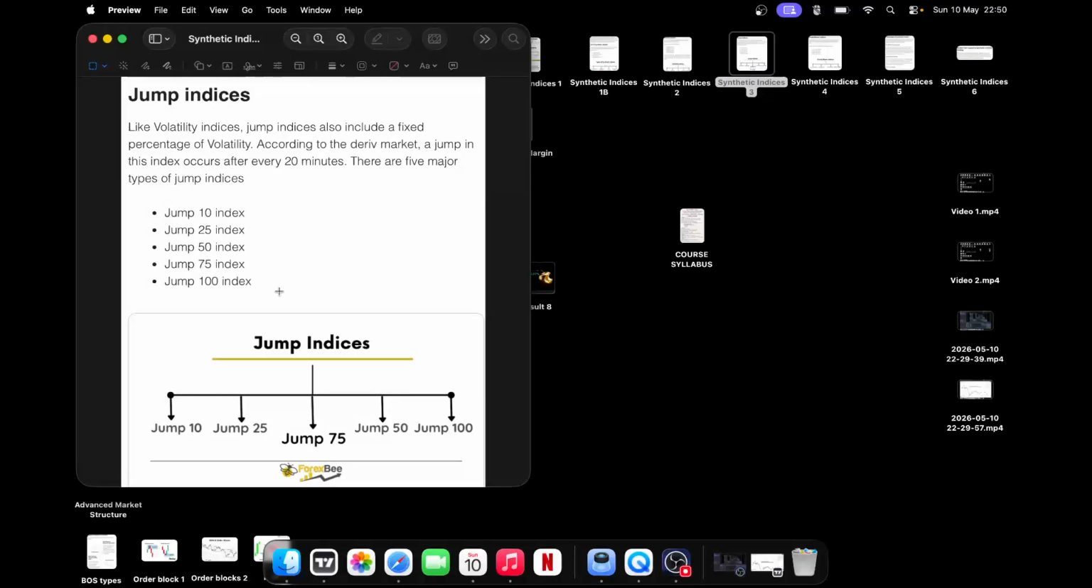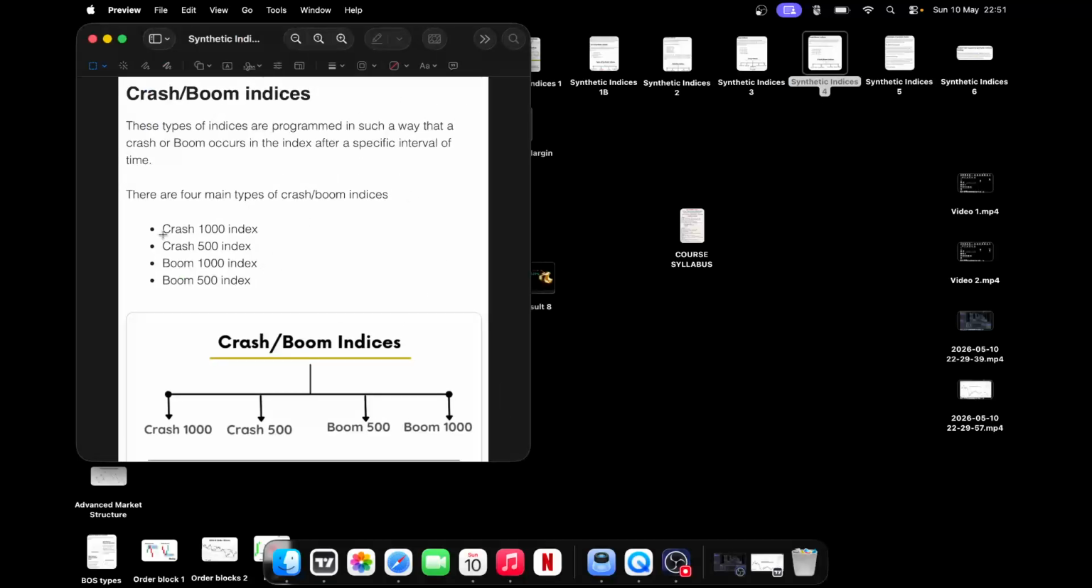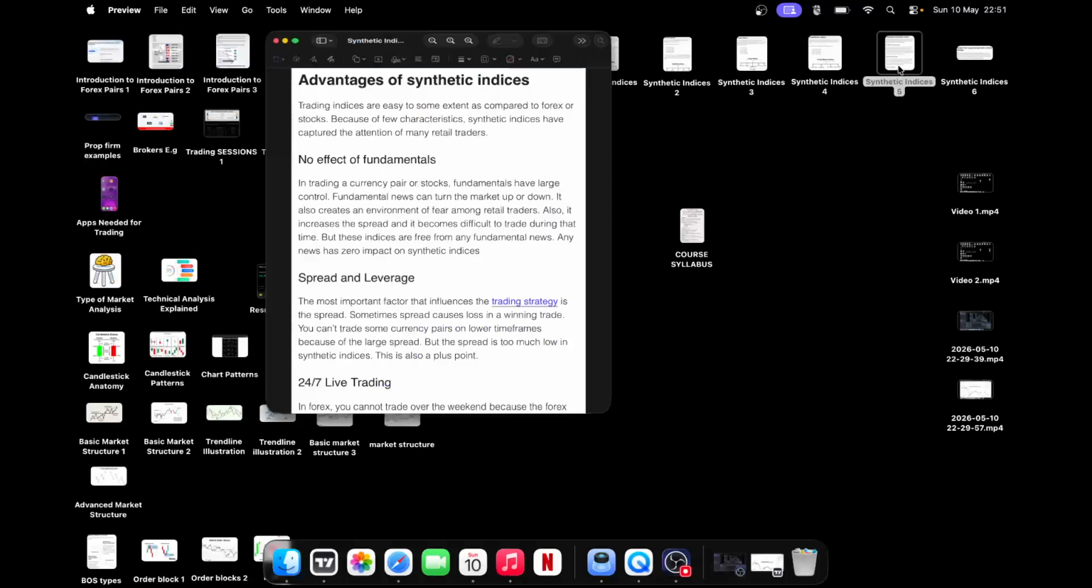You understand? I'll be telling you the steps you can be using to analyze the market later, all these charts. So you can choose whether it is jump indices you want to be trading. You understand? You can choose if it is Crash and Boom. There's Crash 1000, there's Crash 500, there's Boom 1000, Boom 500. Any one you want to be trading, you are welcome.